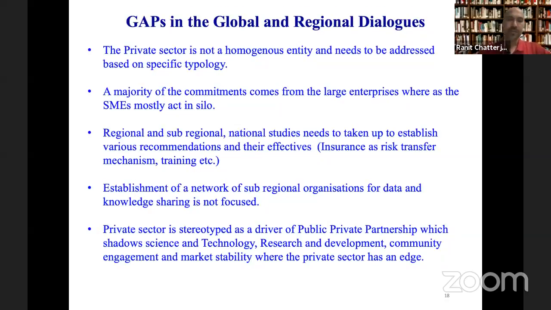The private sector is again stereotyped for public-private partnership rather than actually looking at other strengths that they can bring on board. So that becomes a challenge on how to increase the participation of the private sector. And when I say private sector, it is the MSMEs here.